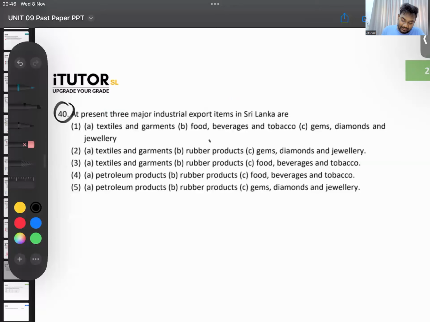Textile and garments. Yes, are gem diamonds industrial products? Gem diamonds, those will go under what? That's not agriculture. It's not industrial. Then what will it go under? It will go under mineral and other. Gems and all are minerals. So you can't put gems there. The gems answer is wrong. That's common sense to figure out. Gems and stuff are minerals.